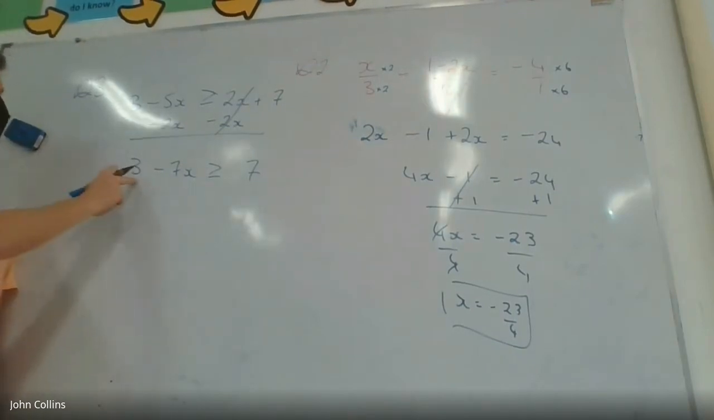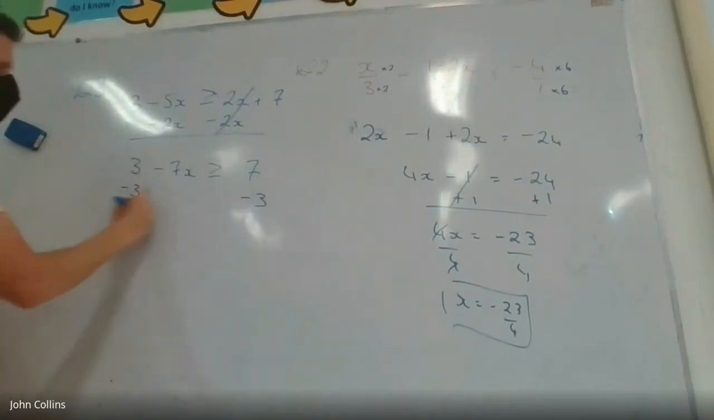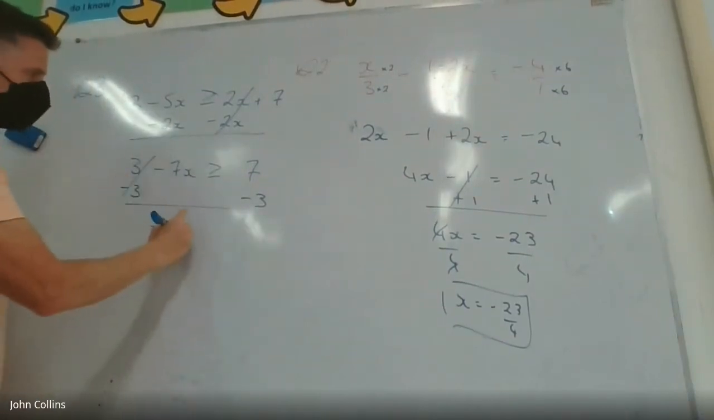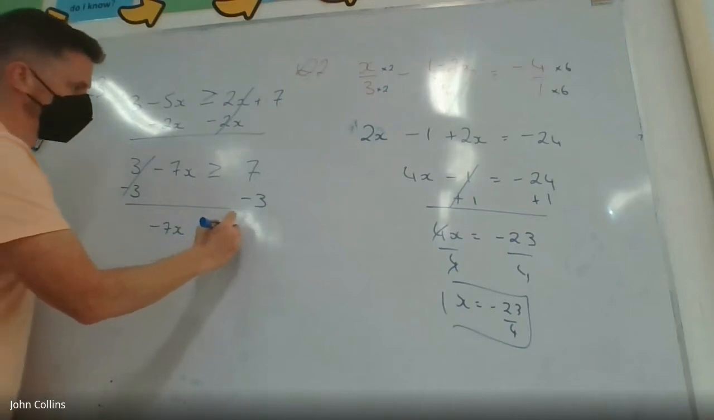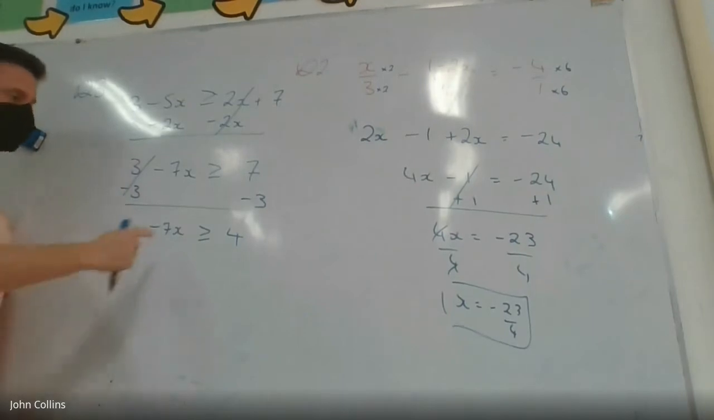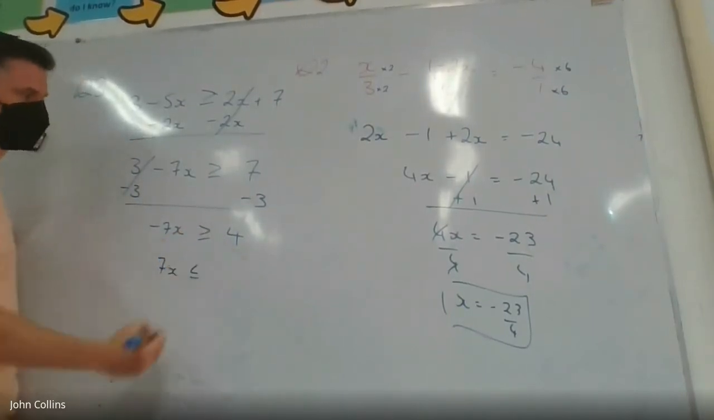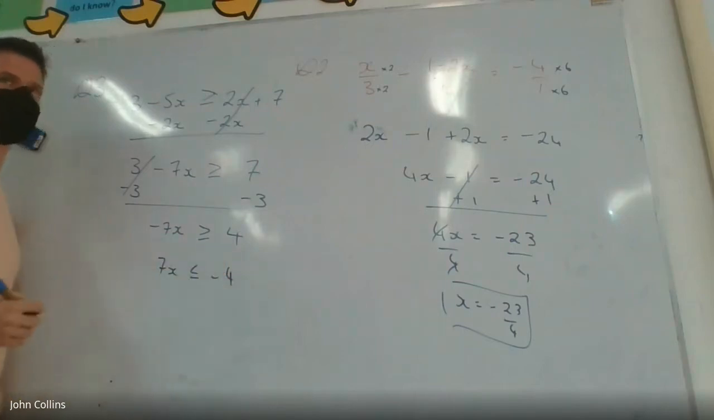Now I want to get rid of this 3, which I was going to do the last step, so I can do it now. Minus 7x is greater than or equal to 4. This is the problem with the negative. I can't just say that's 7x and minus 4. What do I need to do? You change everything, yeah. Change this sign, and this sign. So 7x less than or equal to minus 4.